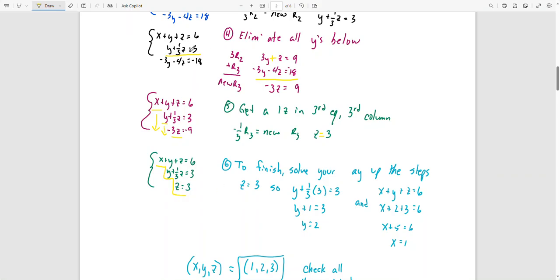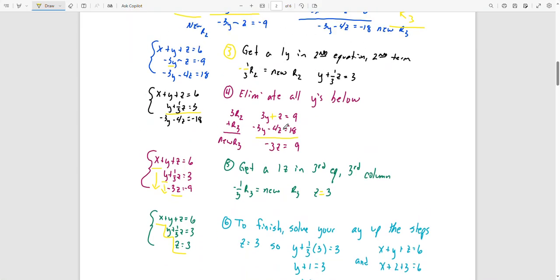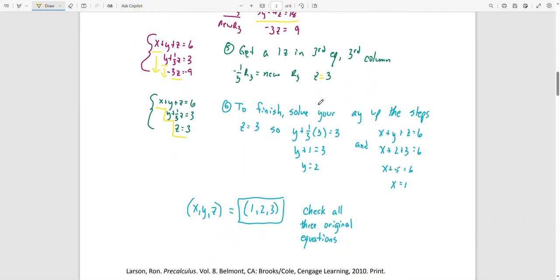And all we did was, in order, get a 1x, use that equation, eliminate all the x's below. Get a 1y in the second equation, use that equation, eliminate all the y's below. Get a 1z in the third equation. If we had more equations, we'd use that to eliminate all the z's below it. So this says, now that we have z equals 3, to finish, solve your way up the steps.